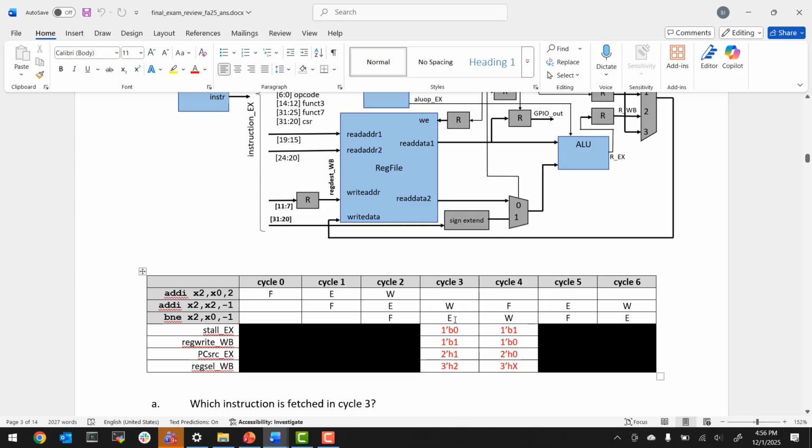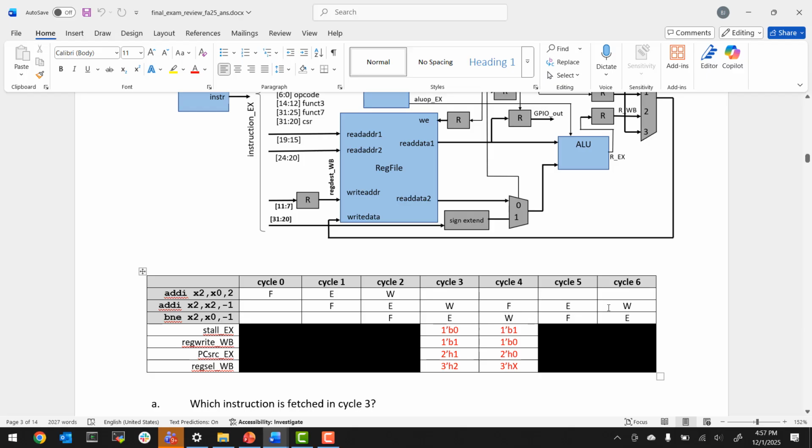Because essentially in cycle 4, notice there's nothing in the execute stage, right? In cycle 4, I've got an instruction in fetch and an instruction in write back. You see that? There's nothing in execute. What's in execute? Well, it's a bubble, it's a stall. It's the stall from the branch. When you get a branch, the next instruction after the branch is a stall. It's a no-op. So that's why in cycle 4 you don't see an E, right?